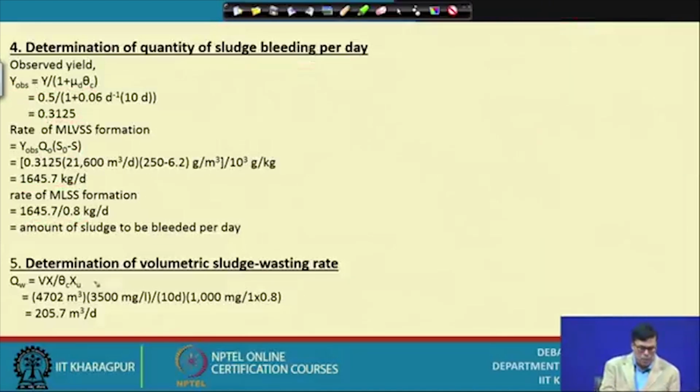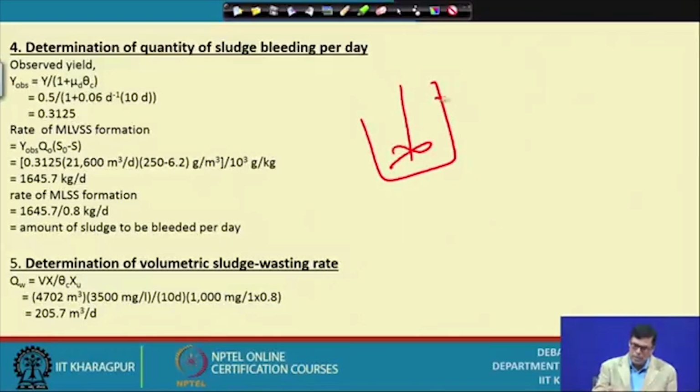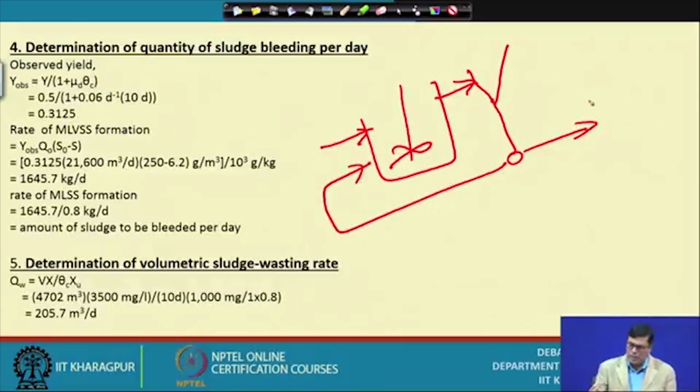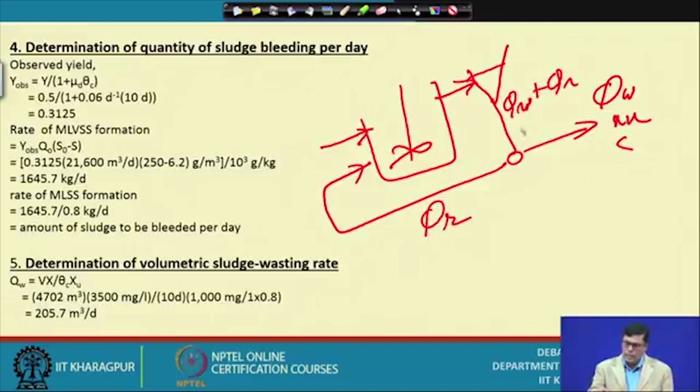Next is the volumetric sludge wasting flow rate. Now, how can you find it out? I told you that in this reactor, flow is coming in, a part is going out and a part is recycled back. Here you have QW, XU and S, am I right? And here you have QW plus QR, where QR is the recycled flow rate, and here is the cell mass concentration.